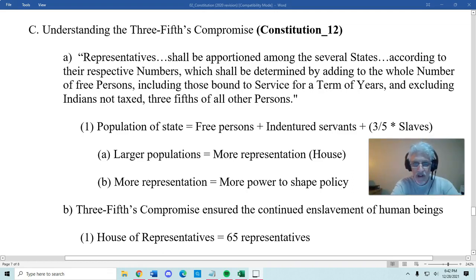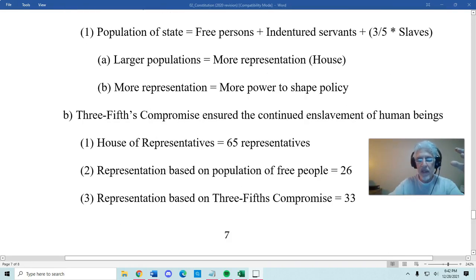It isn't obvious by just looking at it, but the 3/5 compromise essentially ensured the continued enslavement of human beings. I'm going to try to explain why. It's a little bit complicated, but I think if you follow along, this will make sense. When the first House representatives met, there were a total of 65 representatives. That's an important number to remember.